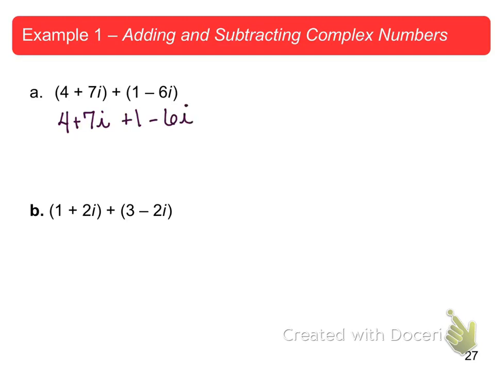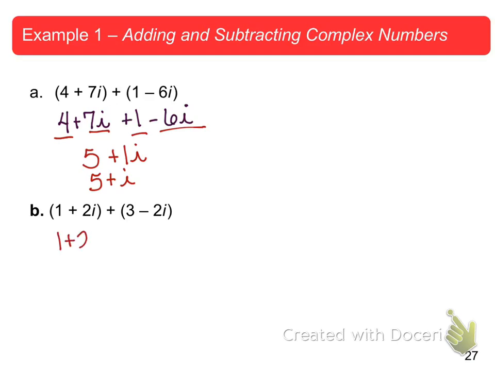So now that I've eliminated my parentheses, I am going to combine like terms. So I have 4 and 1. That gives me 5. Then I have 7i minus 6i. What is 7i minus 6i? Okay, I think I heard somebody say i. You can have 1i or you can have i. We treat that i the same way we would treat an x.